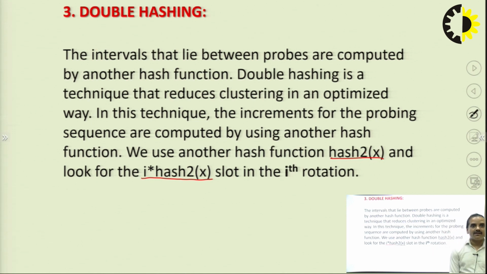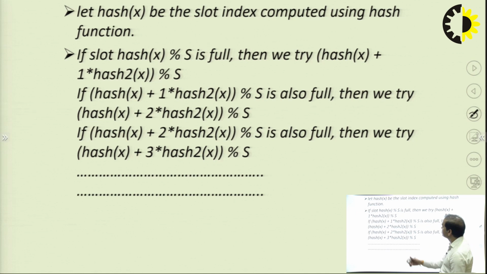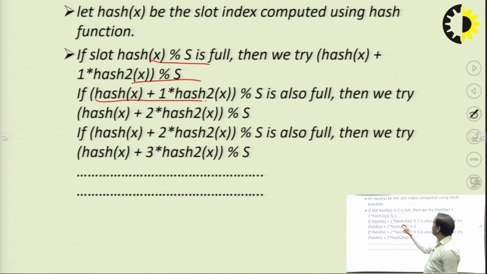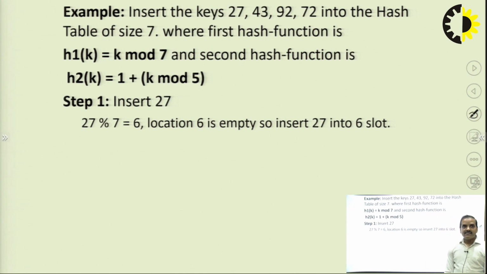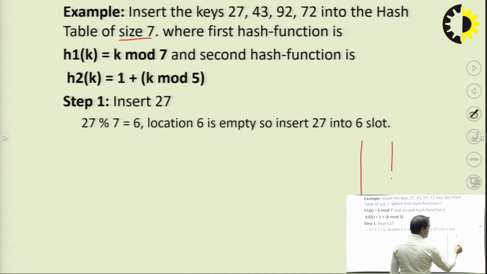This is another method which we use to store the given element or remove the collision in the given data. This is the hash function which I discussed previously also. This hash function is used to store the given data by using double hashing. This is an example. Insert keys 27, 43 and 92 into a hash table of size 7. That means we have to use a table of size 7.